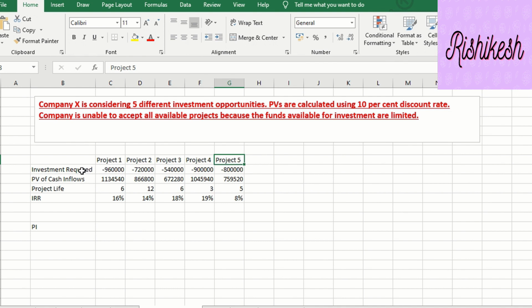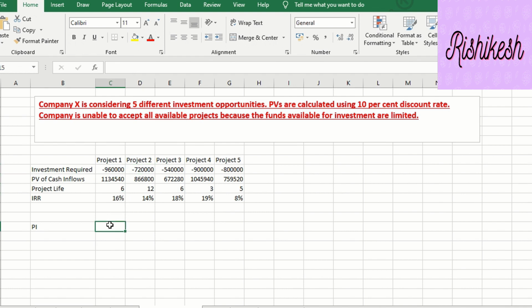And for all these projects, what is being given to us is the investment requirement and the present value of all the cash inflows. All these cash inflows are projected values, and you have to take the summation of present values of all these subsequent cash inflows which will come up. The investment required is in the beginning, for different projects. The project life and the IRR are also given to us.